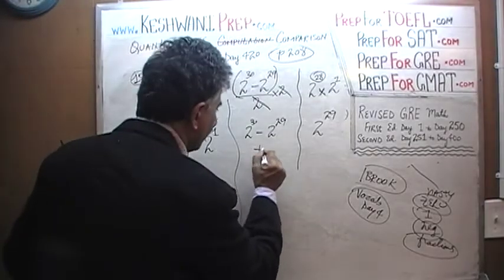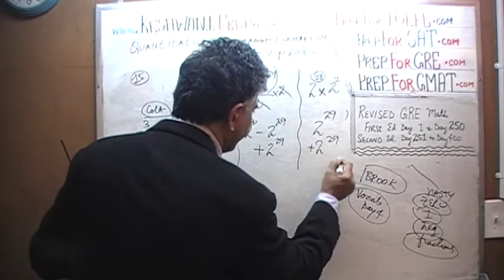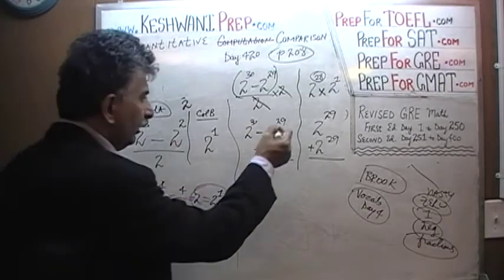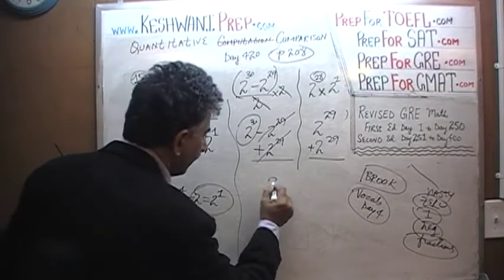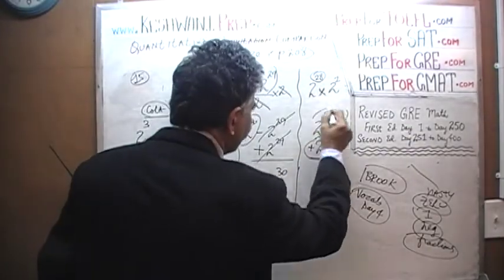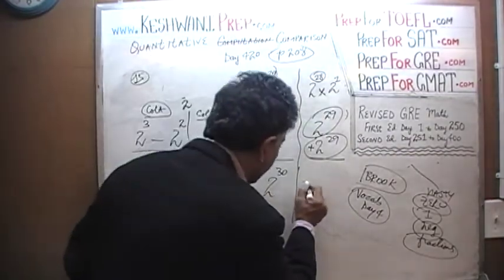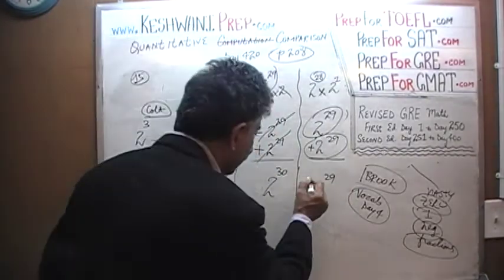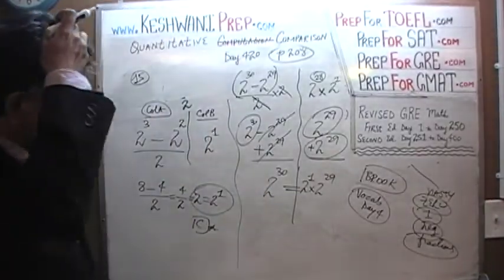Now let's add this quantity, 2 raised to 29, to both columns. When we add 2 raised to 29 to both columns, this quantity drops out. And we are left with 2 raised to 30. And here, we have 2 raised to 29 plus 2 raised to 29, which is 2 times 2 raised to 29, which of course is 2 raised to 30. That's it, they're equal. The answer is C.